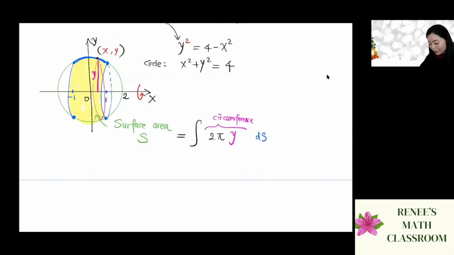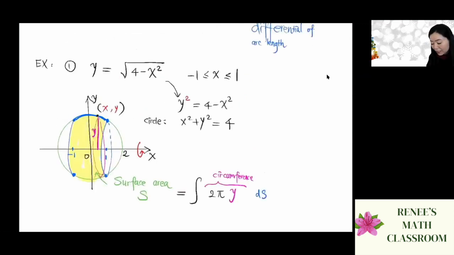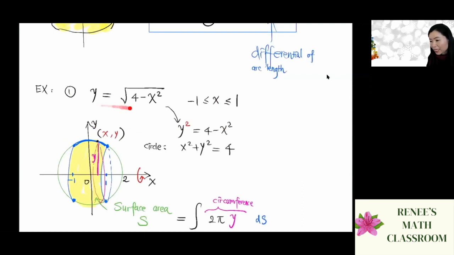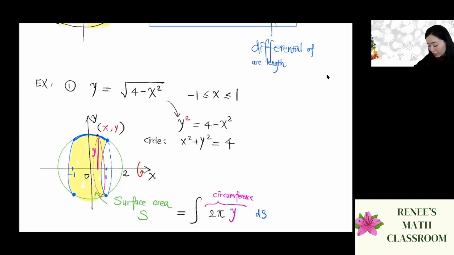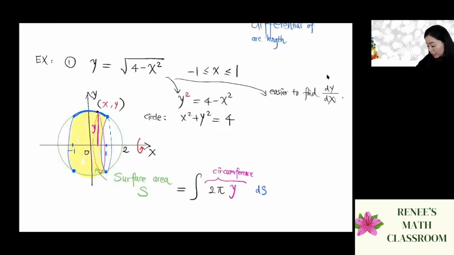Now we need to think about which one to use. For this one over here, y is expressed in terms of x, so it will be easier to find dy dx. So let's find dy dx. So dy dx is equal to what?